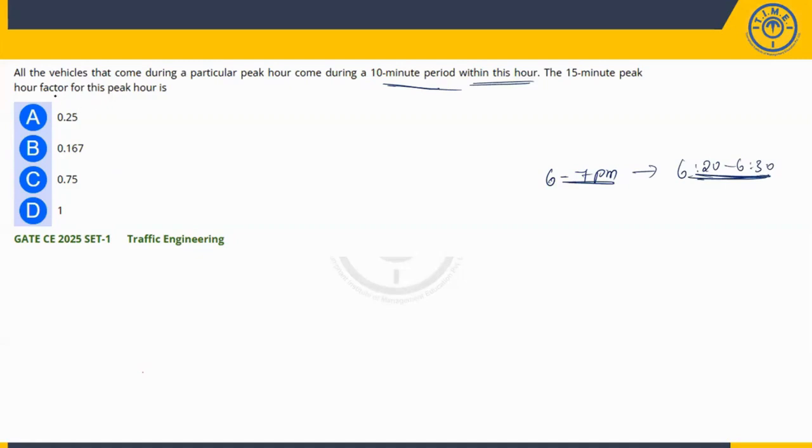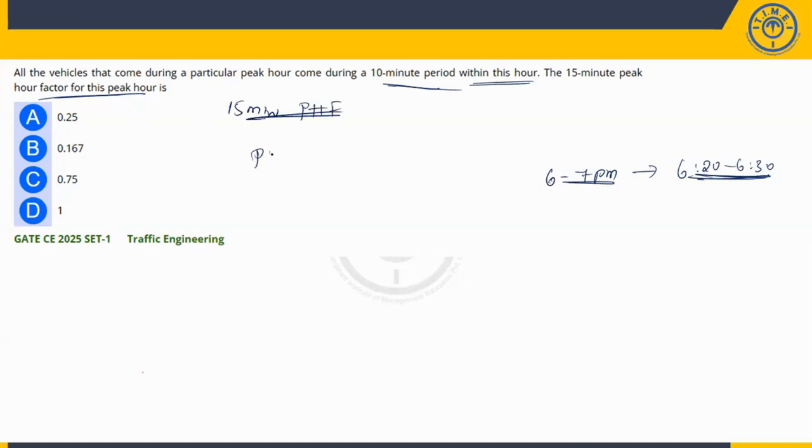15-minute peak hour factor for this peak hour is dash. All the vehicles during the peak hour arrive within a 10-minute period. What is he asking to calculate? He is asking you to calculate the 15-minute peak hour factor.